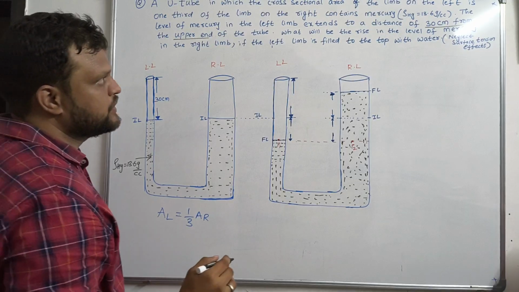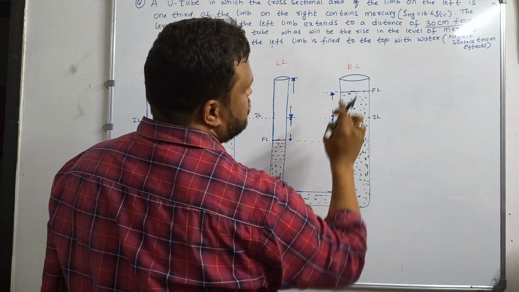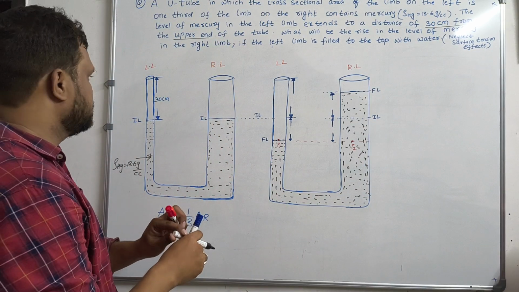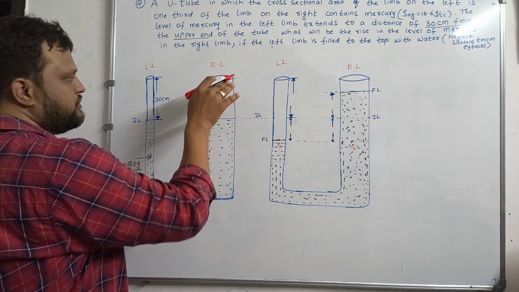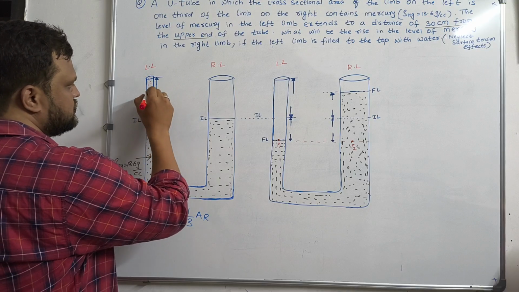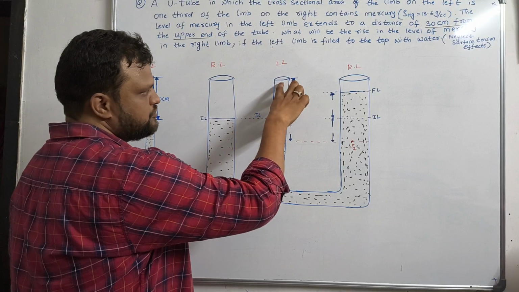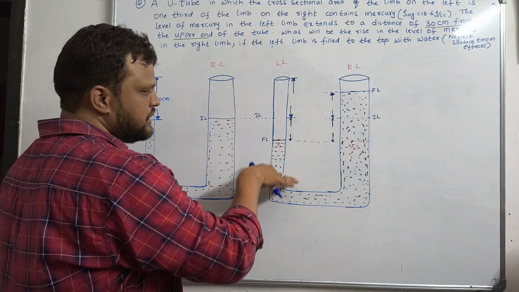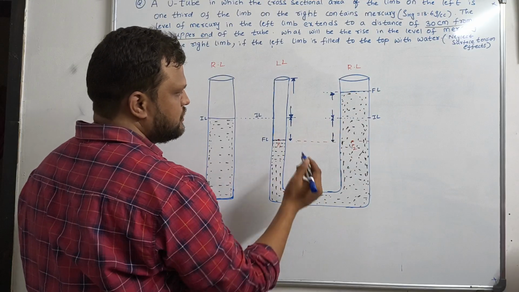What will be the rise in the level of mercury in the right limb if the left limb is filled to the top with water? Now the question says, what happens if you fill water on the left limb, so that the liquid in the right limb rises up. So now if you fill this left limb with water, what happens? Initially till here we are having the mercury. Now once you fill the water here, due to the pressure, there will be some decrement in this column length, and here on the other side there will be an increment in the column length.